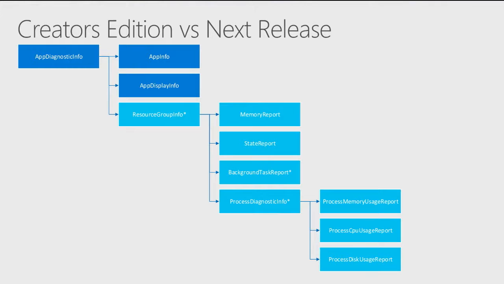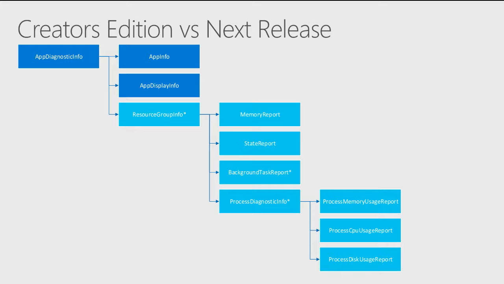So here's what's available now as opposed to what's coming up next. The App Diagnostic Info class is already available in the Creators Edition, and you already get the app info and the display info, which is the package level metadata, which is basically a set of strings, the name, the ID, and so on. What we're building right now is the resource group info. So each app diagnostic info will have one or more resource group infos, and it's the resource group info that encapsulates the detailed diagnostic data that you're really interested in, which is the memory data, the CPU data, the execution state, the energy state, the list of background tasks, and so on.